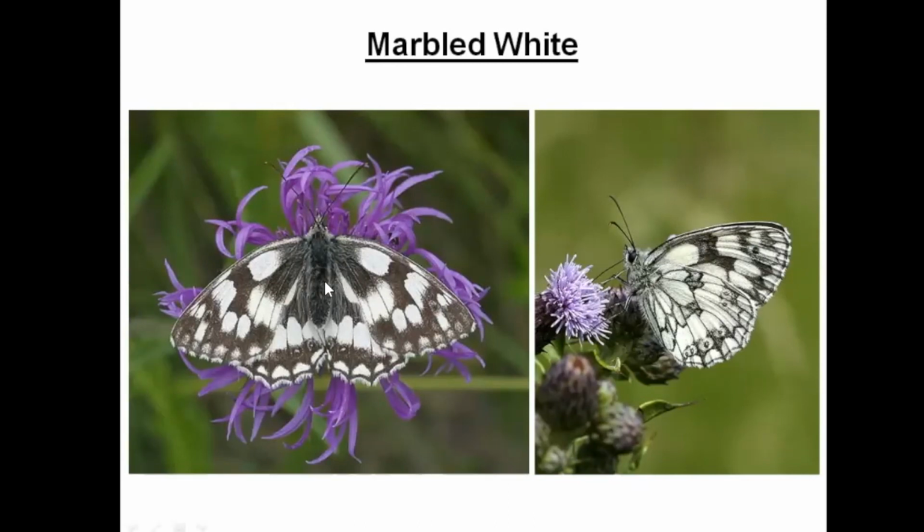Very, very good numbers of this all over the Heart of England Forest. Again, it used to be a lot rarer than it is nowadays. But again, if you see a black and white butterfly in July flying along grassy areas, you know it's a marbled white. There's nothing really you can mistake it with.